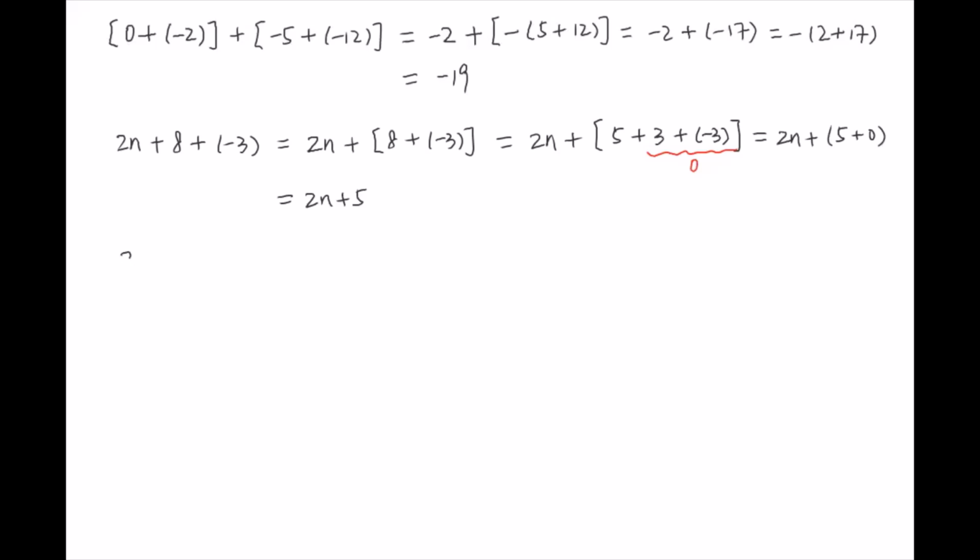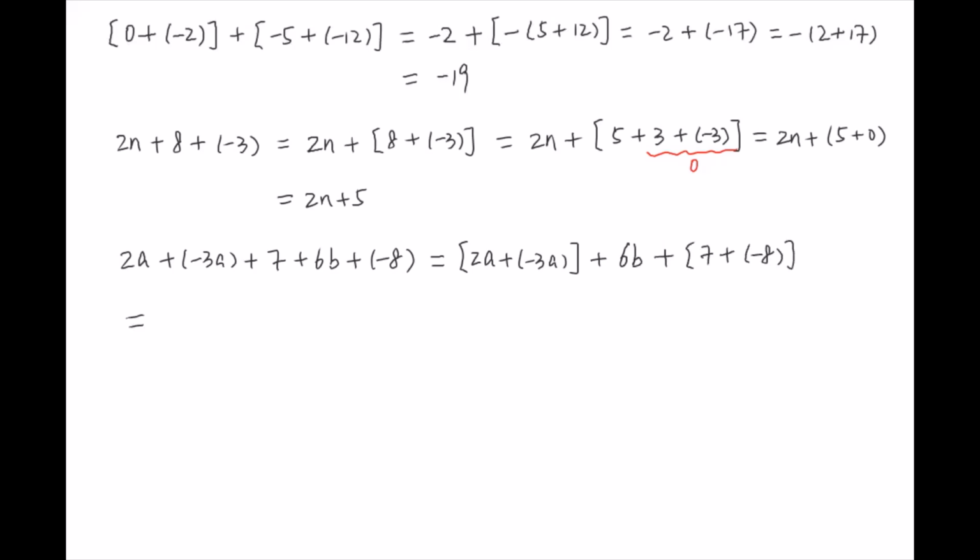Another example, 2a plus negative 3a plus 7 plus 6b plus negative 8. So first, let's group all the terms with a together. Then the term with 6b. Then the terms of just pure numbers. For the first bracket, we use the distributive property. We can get a times (2 plus negative 3) plus 6b.